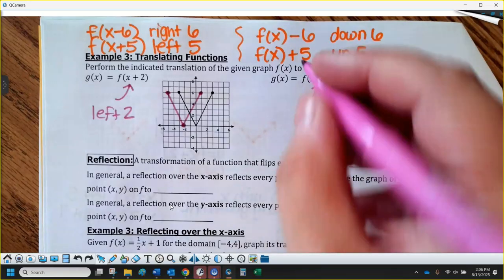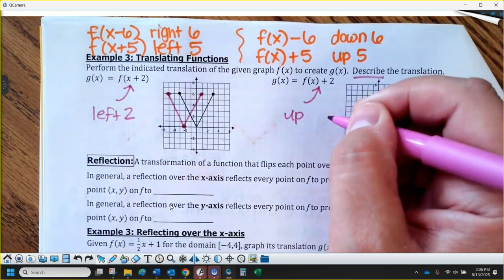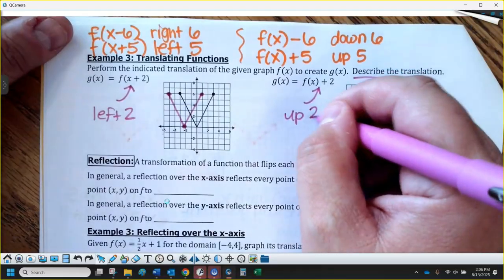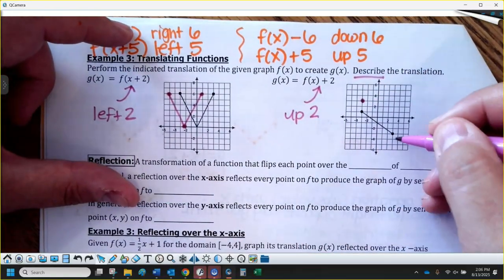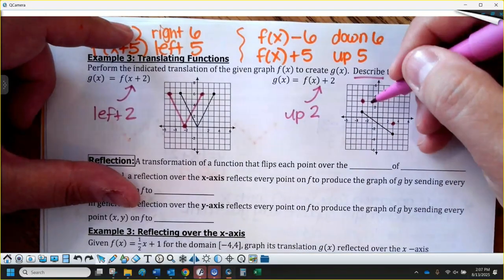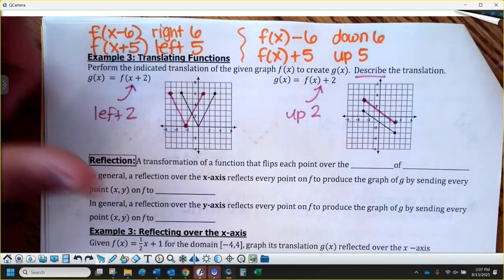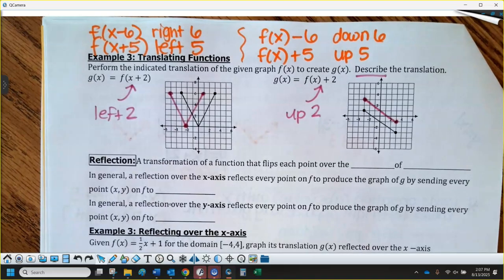Up 2. If it's outside, you're going up or down, and if it's a positive, you're going up. If it's negative, you're going down. To actually do that, I'm just literally going to take these 2 endpoints, just scooch them up 2 spots. Play connect the dots. Just scooch it up 2 spots.